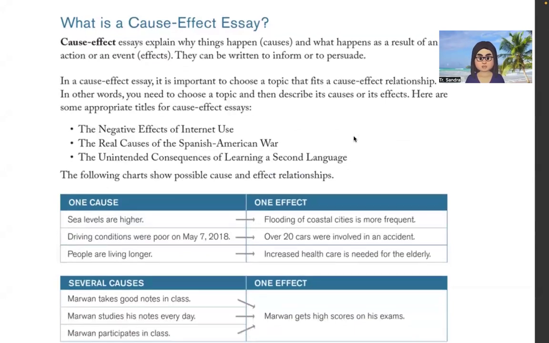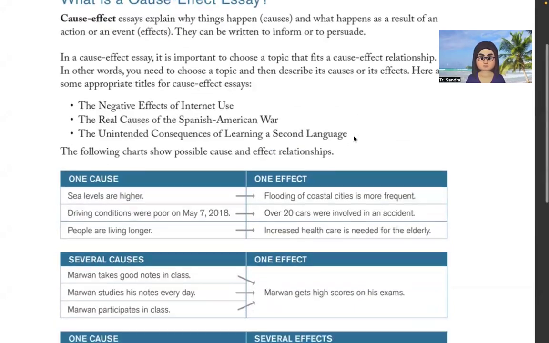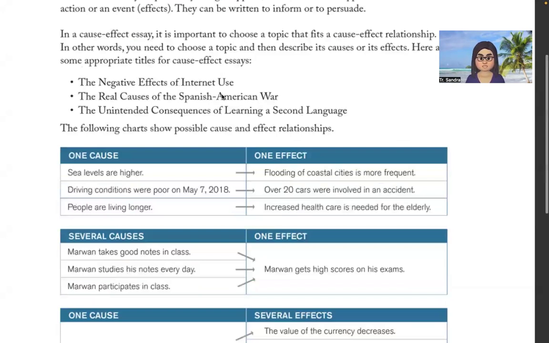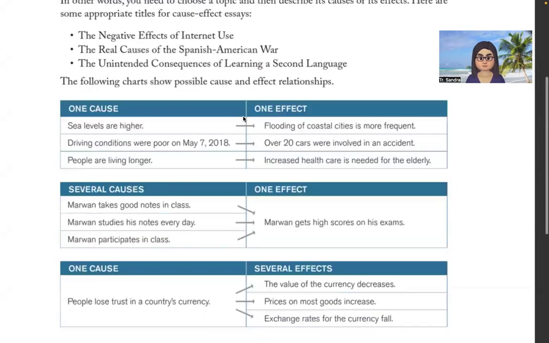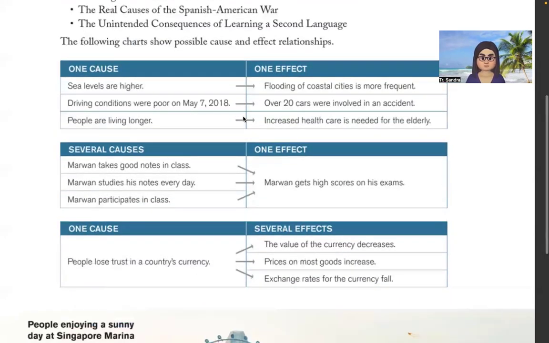So you need to write to inform or to persuade. These are the sample topics for a cause and effect essay: negative effects of internet use, the real causes of the Spanish-American War, the unintended consequences of learning a second language. Okay, so like I have mentioned before, sometimes there is a one-to-one relationship.